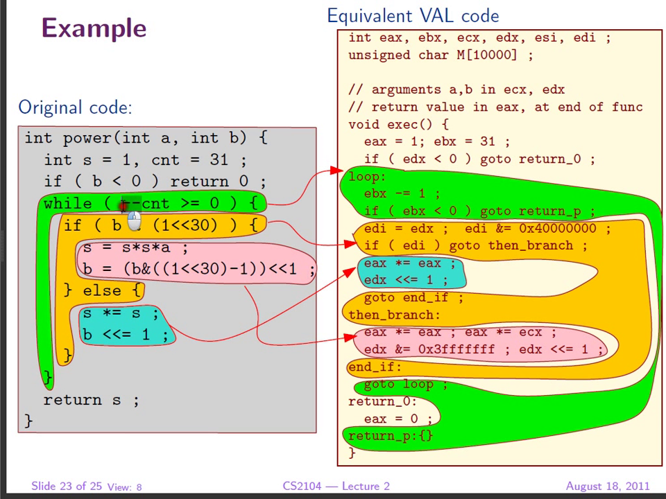Well, we have to compute this expression. So remember, CNT is simulated by EBX, so we decrement. And this needs to be the negation of this test. If the negation is true, then we don't have to execute the loop at all. So we go directly to the return. EAX already has the value that we want, so it's a correct return value. Otherwise, we go into the if test, which is this part.